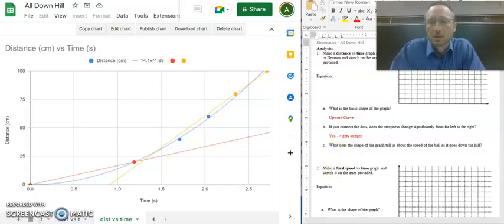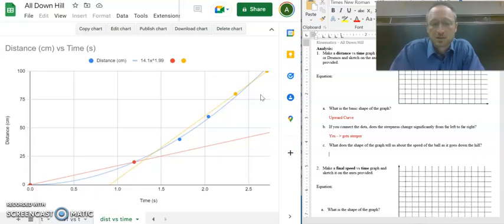And remember, as we discussed in the previous lab activity with the car, the steepness of the line corresponds to how fast the object is going. So since the steepness of this line changes, it goes from being relatively shallow to being steeper, that tells us that the speed of the ball increased as it went down the ramp.